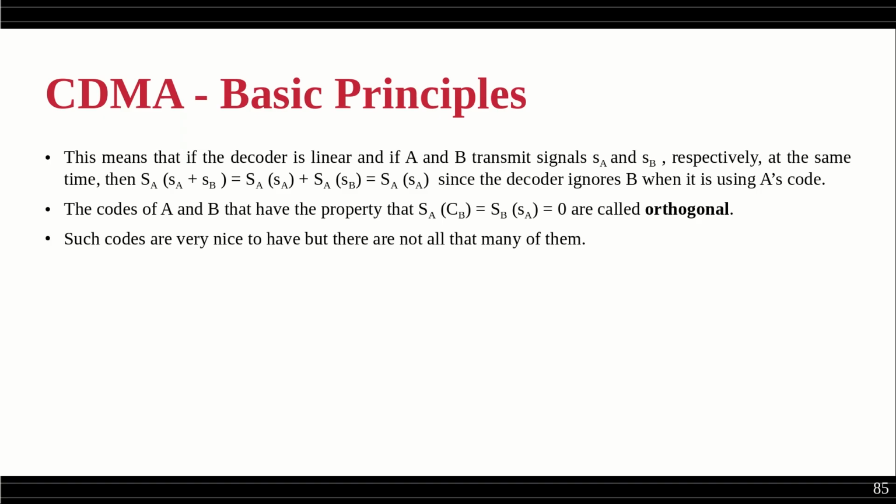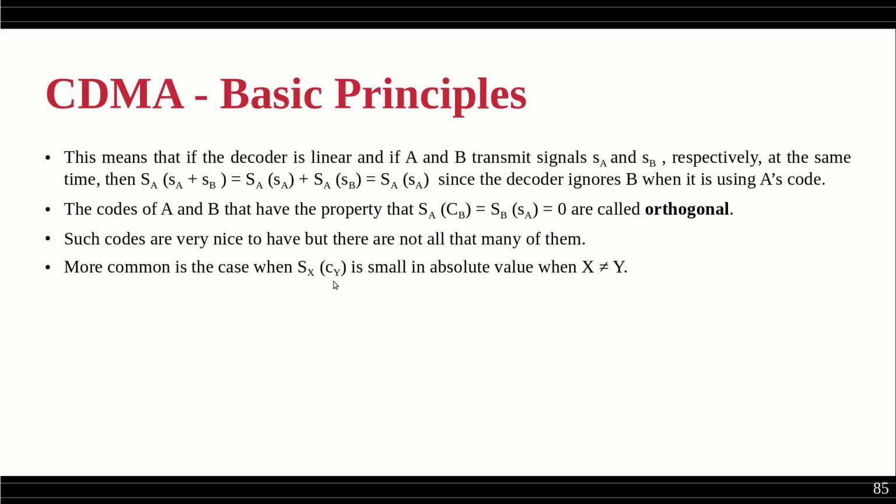So such codes are very nice to have, but there are not all that many of them. We don't have that many options. The more common situation is that we are not able to produce such orthogonal codes. This is a case with three users, with pairs AB, BC, AC, and in those three pairs we need orthogonality. But as the number of users increases, the number of pairs requiring orthogonality grows, and it may not be possible to make all these pairs orthogonal to each other.